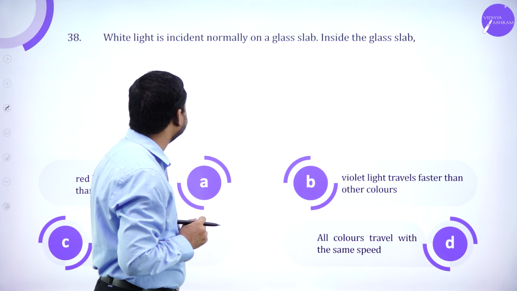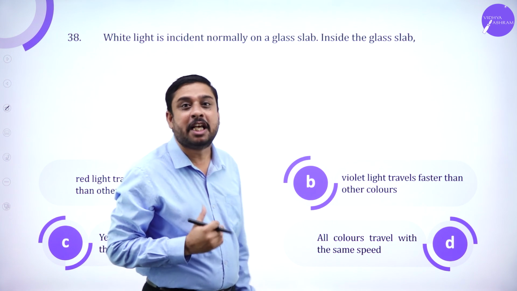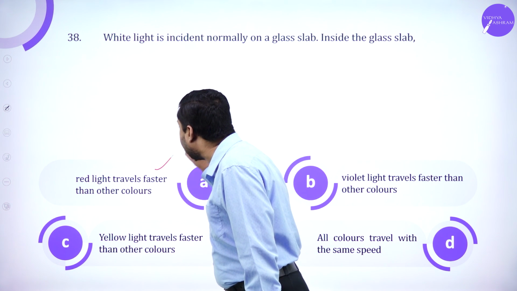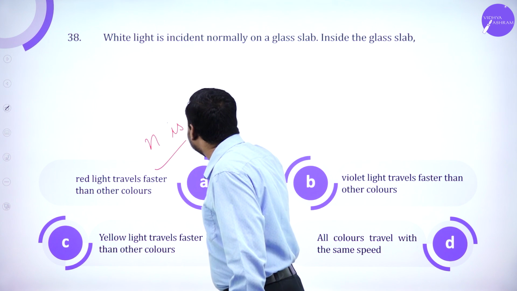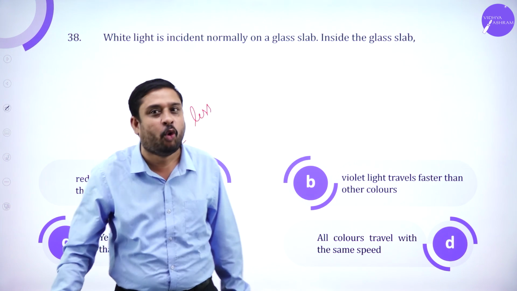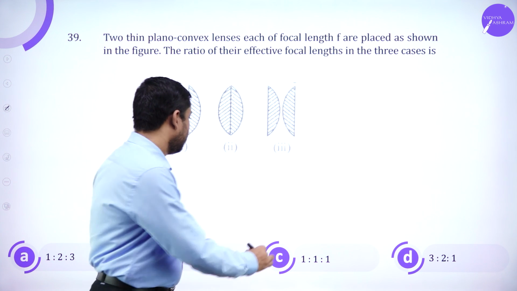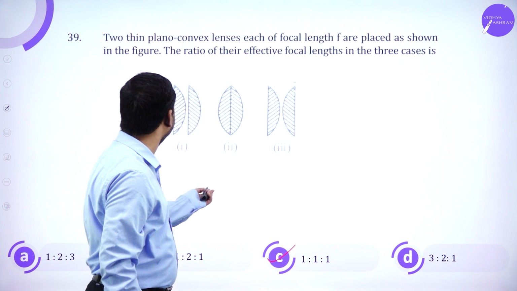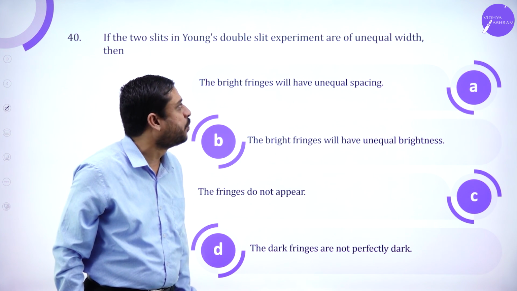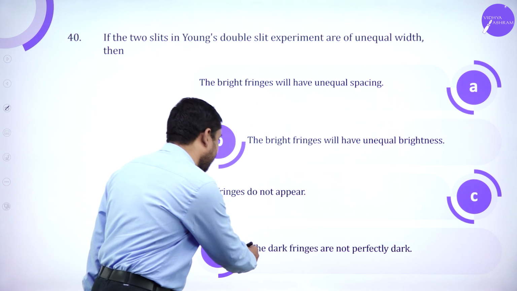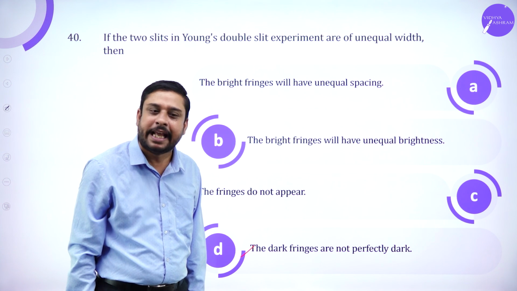When white light is incident normally on a glass slab, which color should travel faster? Red, because refractive index of red is less when compared to the other colors. Here, third one is the correct option. If the two slits in Young's double slit experiment are of unequal width, the dark fringes are not perfectly dark.